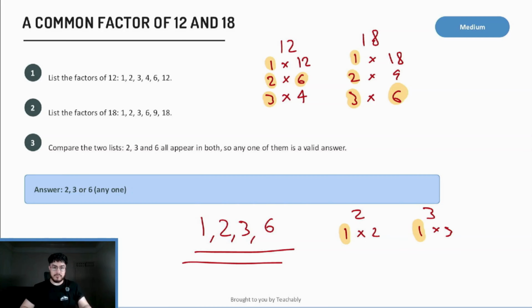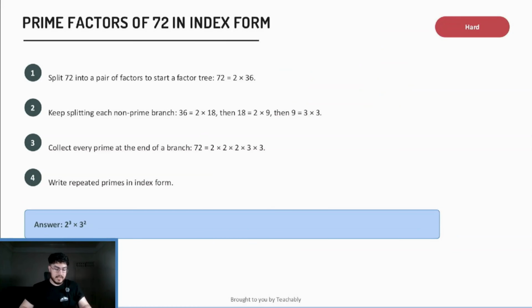So let's move on to the harder question. So now it says, write the prime factors of 72 in index form. So what does it mean when it says write down the prime factors of 72 in index form? All you do is you do the tree method like I showed you. So we take 72, okay? And we say, well, 72 is 2 times 36. 2 is a prime, so we circle it.